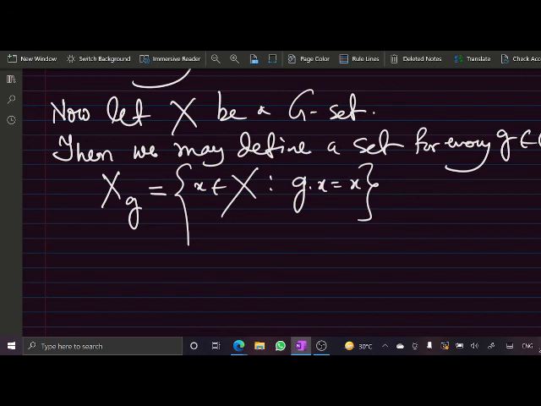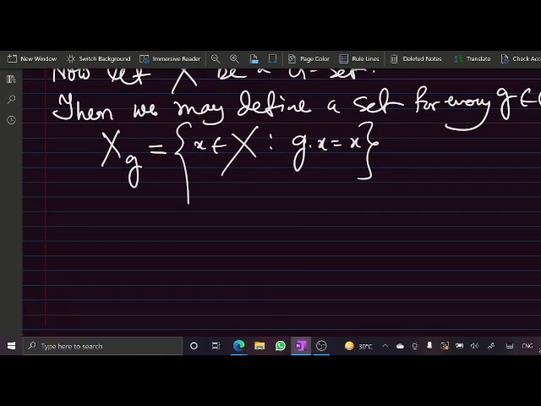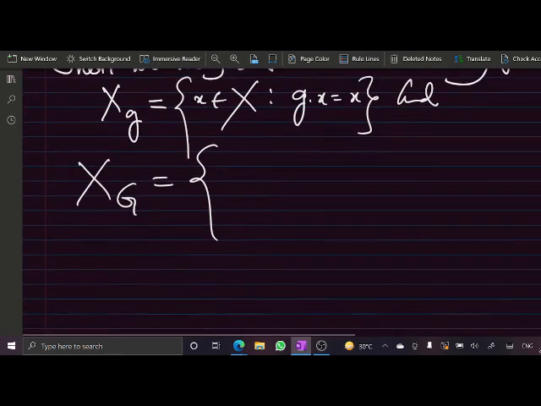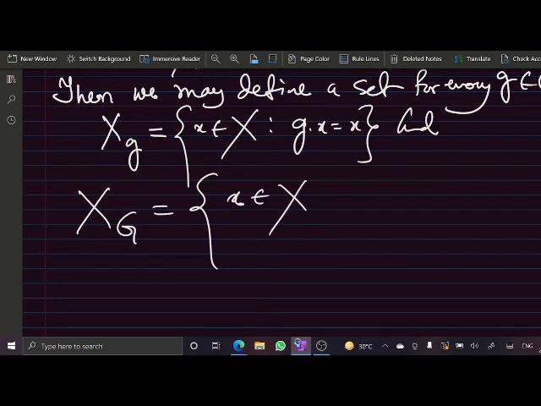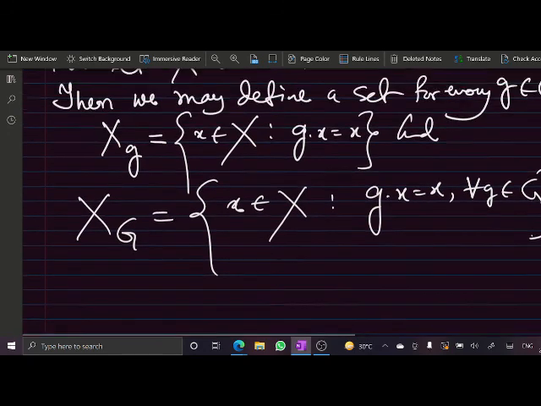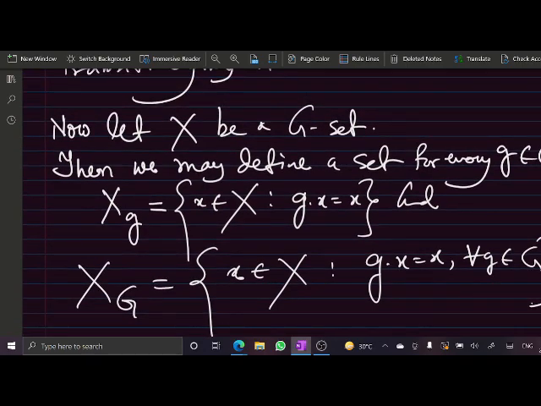Okay, so now yes, we can define another set X^G such that it involves the elements x which are fixed by all g belongs to capital G. Okay, yes.